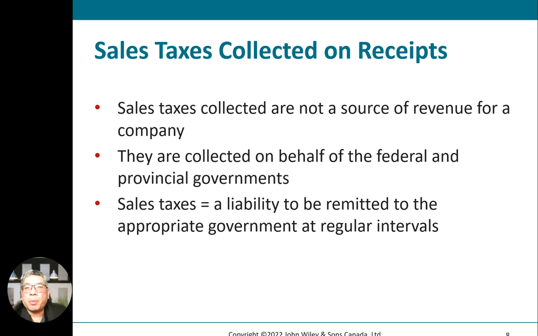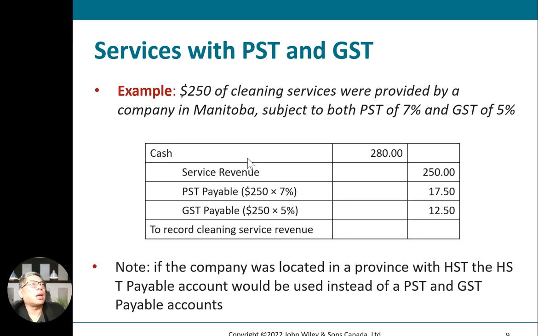It has to be remitted to the appropriate government at regular intervals. Okay, that's the key part. Example here: $250 cleaning service provided for a company in Manitoba, subject to PST 7% and GST 5%. Cash is 280, service revenue is 250. You get PST of 17.50. How are you going to calculate it? 250 times 7% is 17.50. GST, 250 times 5% is 12.50.